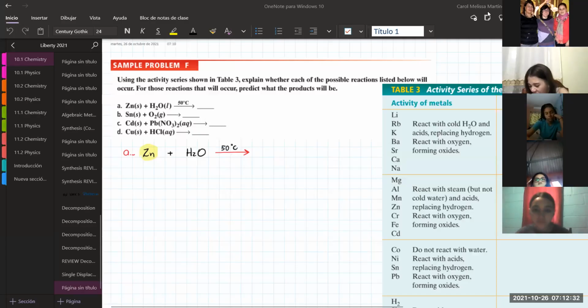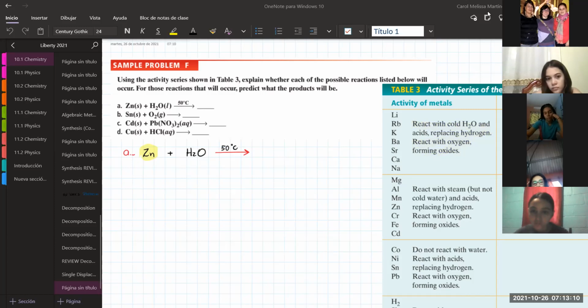Okay, so we need to use the table to see the activity of the single element. Now, in the first example, we have zinc plus water reacting under a temperature of 50 degrees Celsius. So, to understand if this reaction will occur or not, we need to not just see the table, but also read about the reactivity. The reactivity is written here, okay? That's what is about the reactivity.